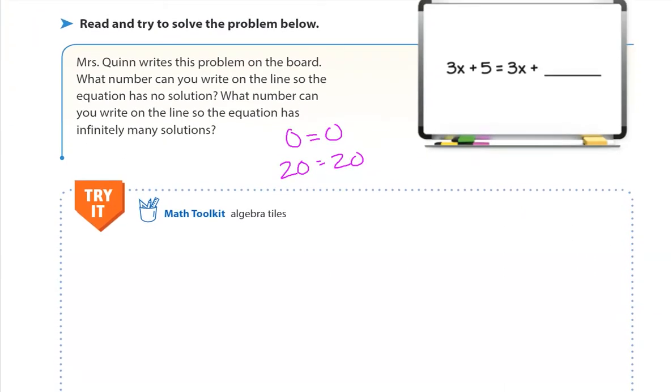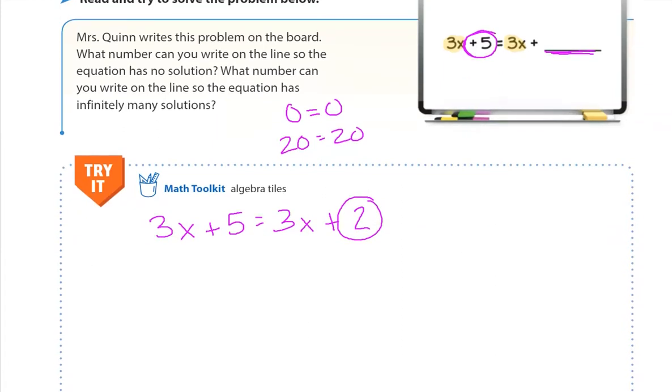So, let's see here. We've got a 3x and a 3x. Those are our variables. So all we have to do is fill in this blank spot over here with something that does not equal positive 5. And it can be anything. So, I'm going to put 3x plus 5 equals 3x plus 2. Could be anything, as long as not 5.